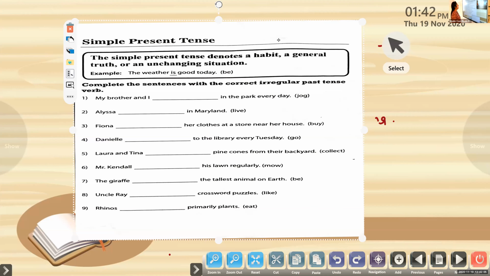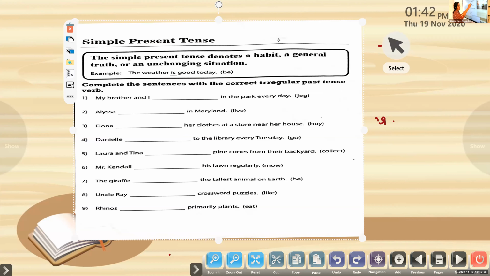Okay, so such things should be said in which tense? Present. Present tenses are many. Which part of present tense? Simple present tense. This should be clear. Simple present tense. That's what I told in the first class.